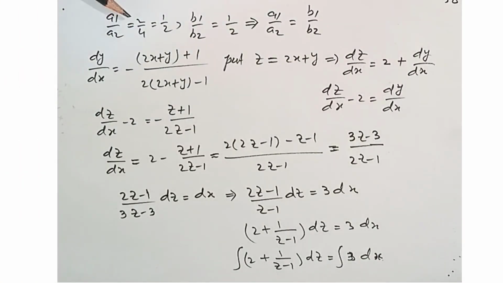Now a1 by a2 is 2 by 4, which is 1 by 2, and b1 by b2 is equal to 1 by 2. Both are equal. So we have a1 by a2 equal to b1 by b2.